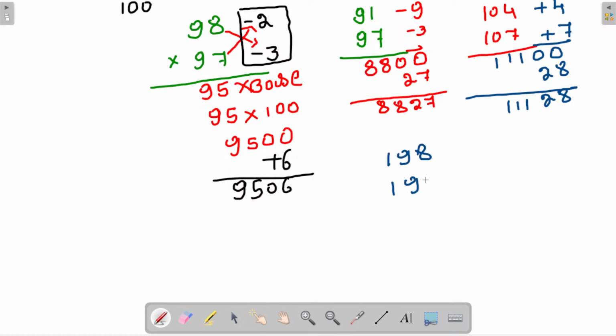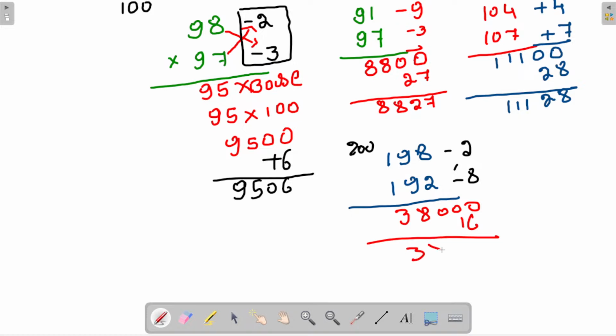Suppose the question is like this: 198 into 192. What's the base? 200 is the base. What's the difference? Minus 8 and minus 2. 192 minus 2 is 190, into 200. That gives 38,000, because 190 is 10 less and 200 is 20 more, total 30. Now minus into minus is plus. 2 8s are 16. Your answer will be 38016. That is your answer.